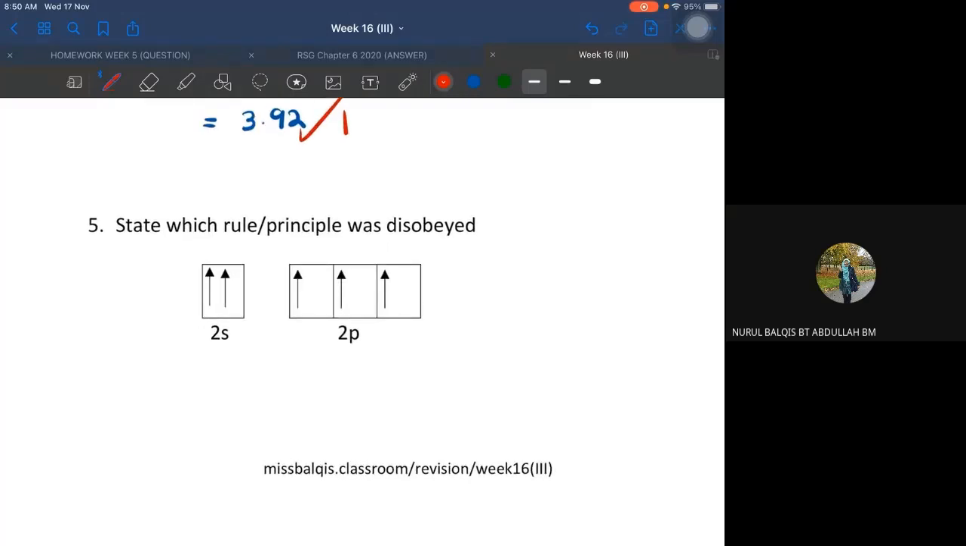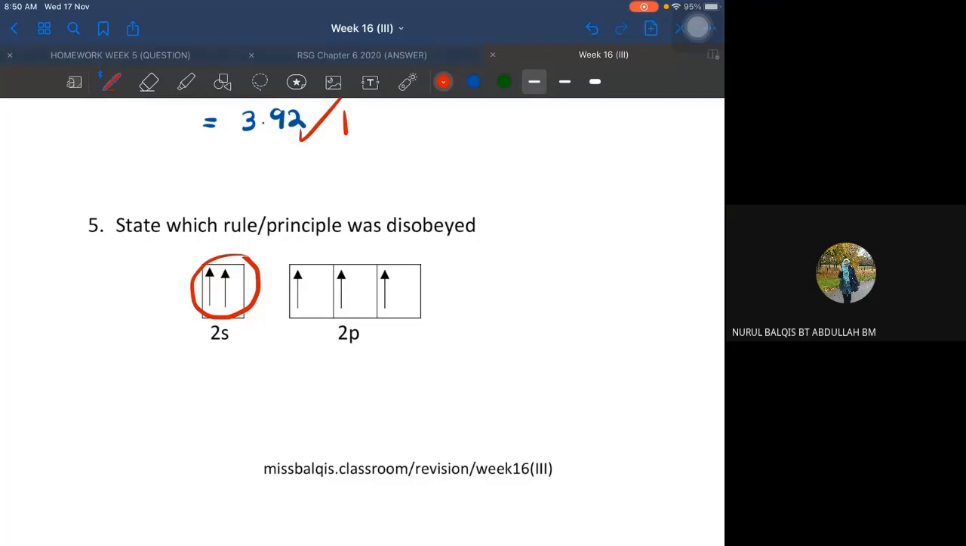Okay, sekarang ni kita ada this 2s and 2p, and you have 2s 2 electrons, 2p 3 electrons. Kalau ikutkan semua kita punya houses ni ada anak panah. Tapi sekarang ni awak tengok kat mana yang salah? 2s. Dekat 2s, apa yang kita ada? Both facing upward kan?